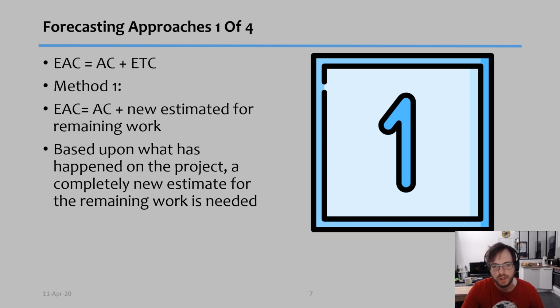There are 4 different ways of calculating our EAC, and those 4 different ways are pretty much all based on the same formula, that the EAC is equal to actual cost plus the ETC, but there are 4 different approaches.